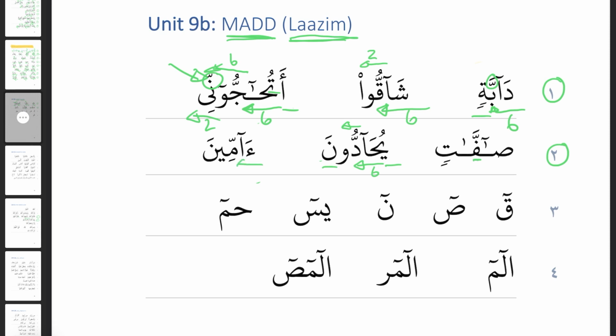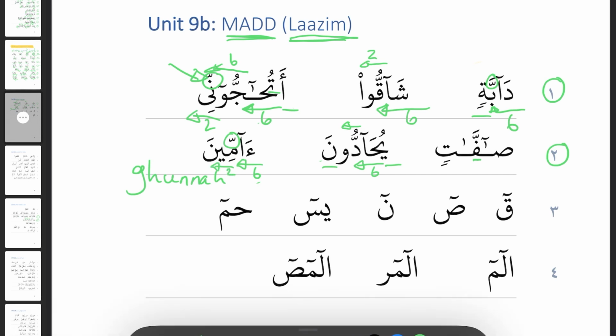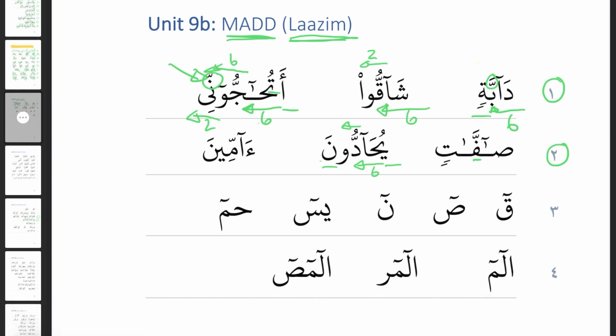Here we have the hamza, it's stretched for 6. Then when we land on the meem, because of the shadda, we have to make sure we hear the ghunna. And then we have meem with a kasra and a ya, so that is a 2 count stretch. Really, there is a lot going on.